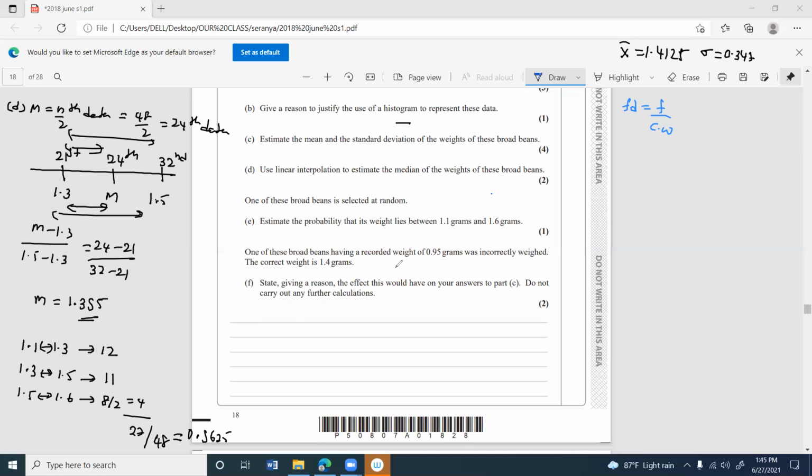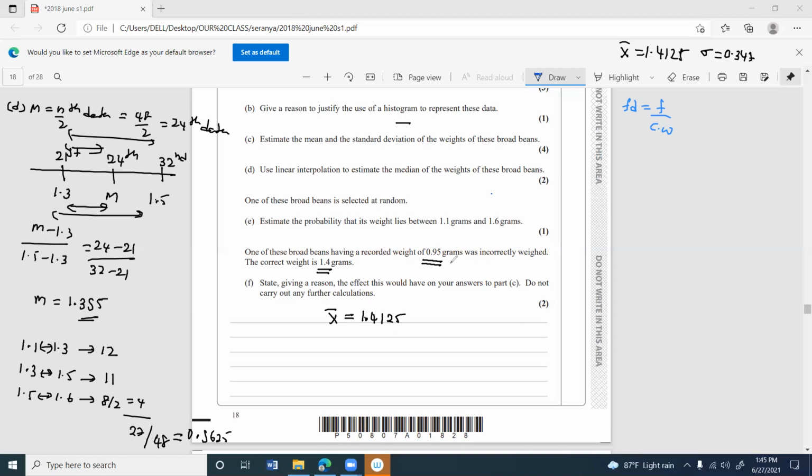Right. Then 0.95 replaced by 1.4. Your part C answer is the estimate of the mean and the standard deviation. Now you can see this is the situation. X bar is 1.4125. Now it is corrected like this. 0.95 was removed and a larger value was added. It was a wrong count, but the correct value is 1.4.